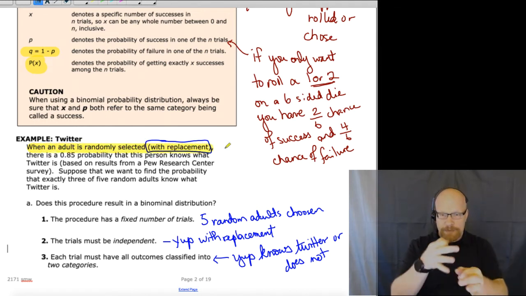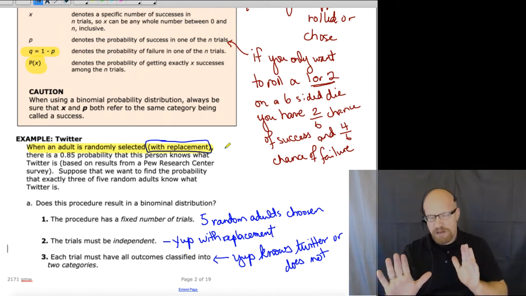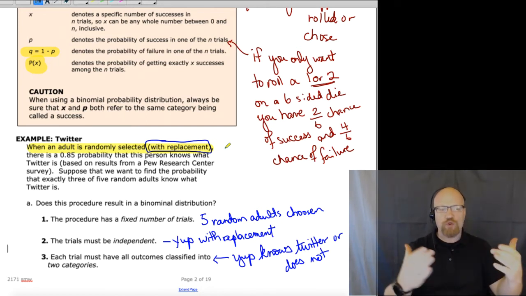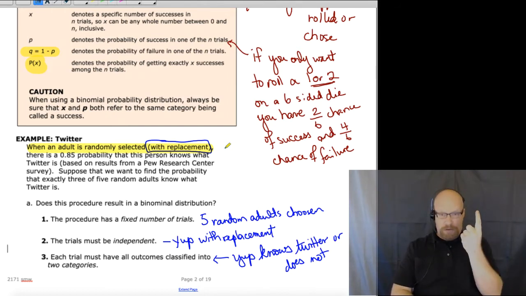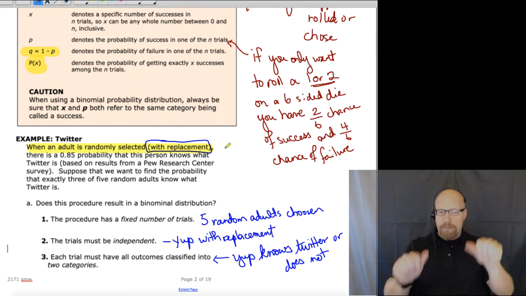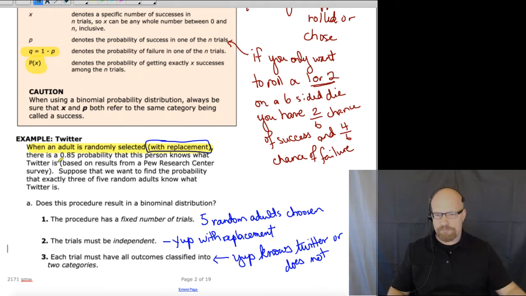With replacement, as you know, if we have a big enough group, it doesn't matter. But for now, we'll say with replacement. So I pick one. Now, there's a 0.85 probability they know what Twitter is. Okay?